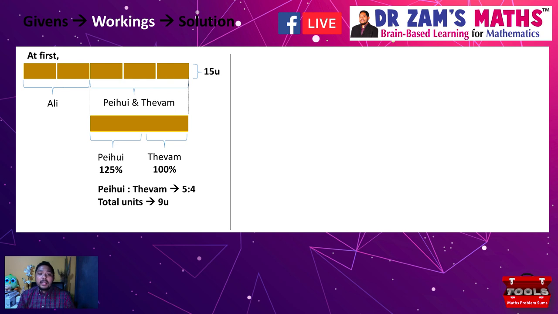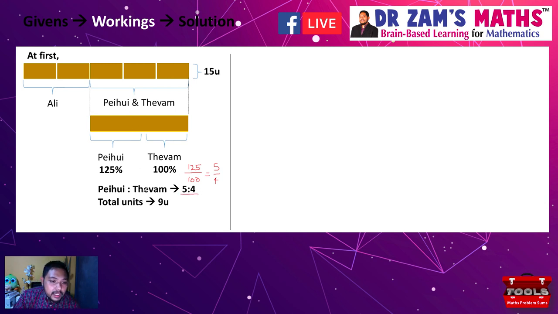So the ratio of Peihui to Thevam will be 5:4. Why is it 5:4? Because it's a very simple fraction. It's very easy to get this out. It's 125 divided by 100, so it is 5/4 because you divide by 25 each. So the ratio of Peihui to Thevam is 5:4.